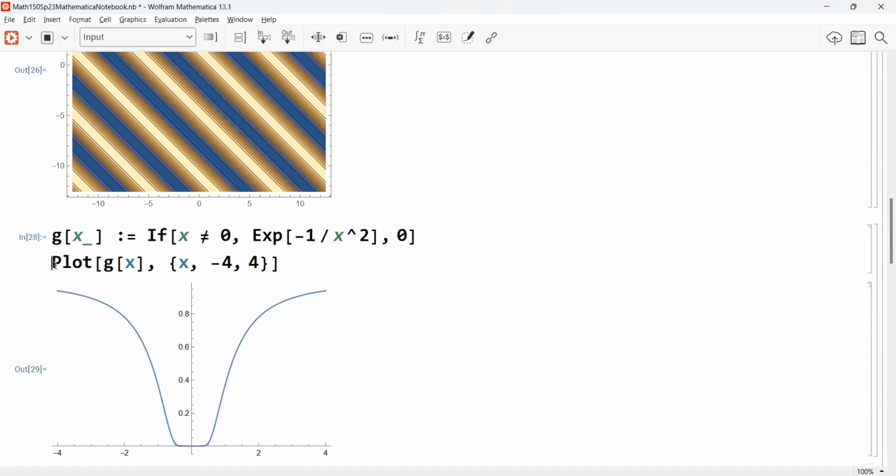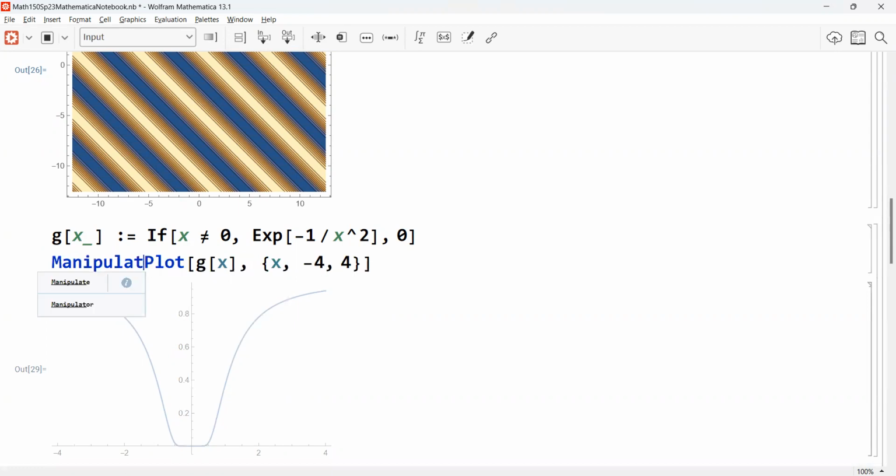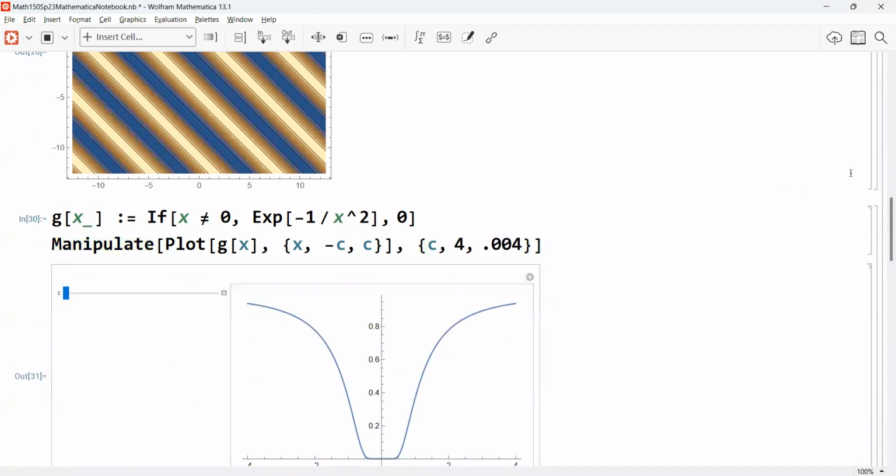And so Mathematica has a wonderful thing called Manipulate. So what I'm going to do now is instead of plotting from -4 to 4, I'm going to plot from -c to c. And then I'm going to have c go from 4 to 0.0004. No, I'll do 0.004. That should be more than enough.